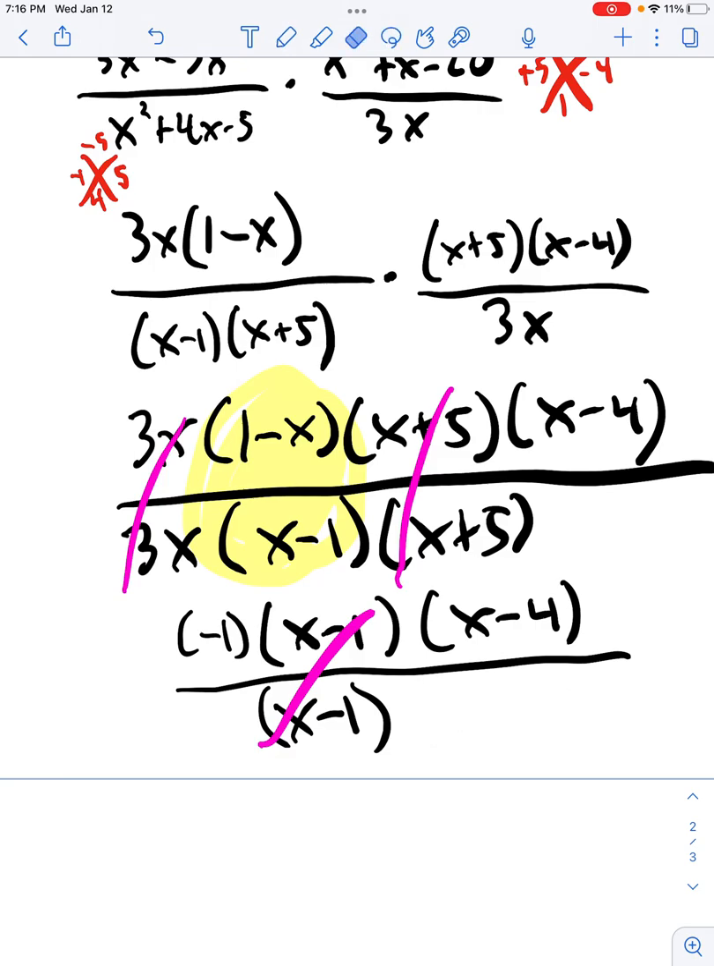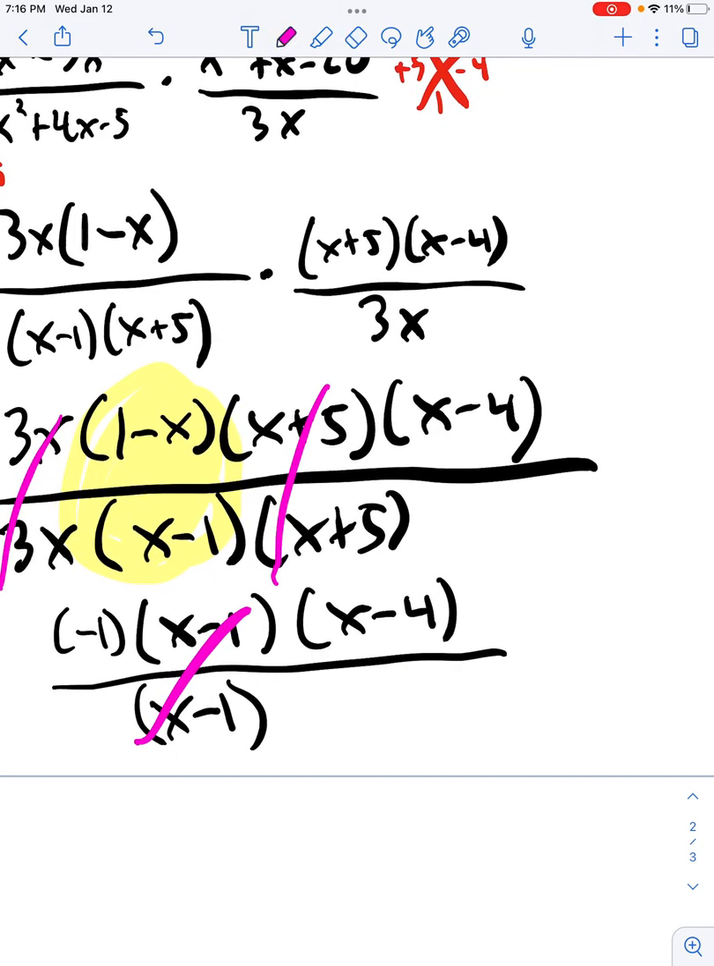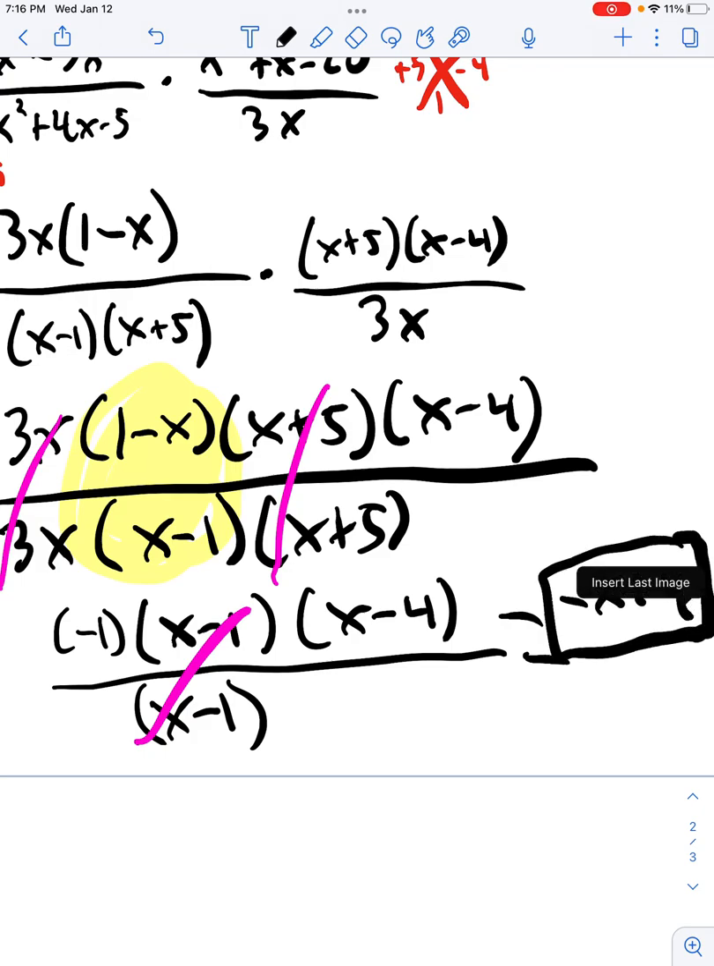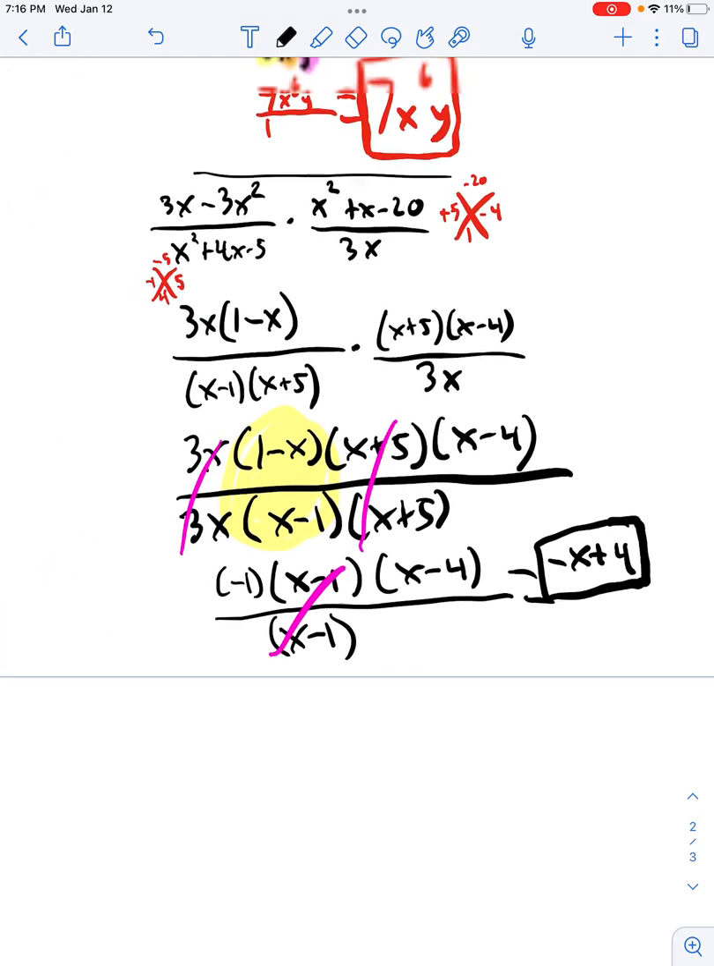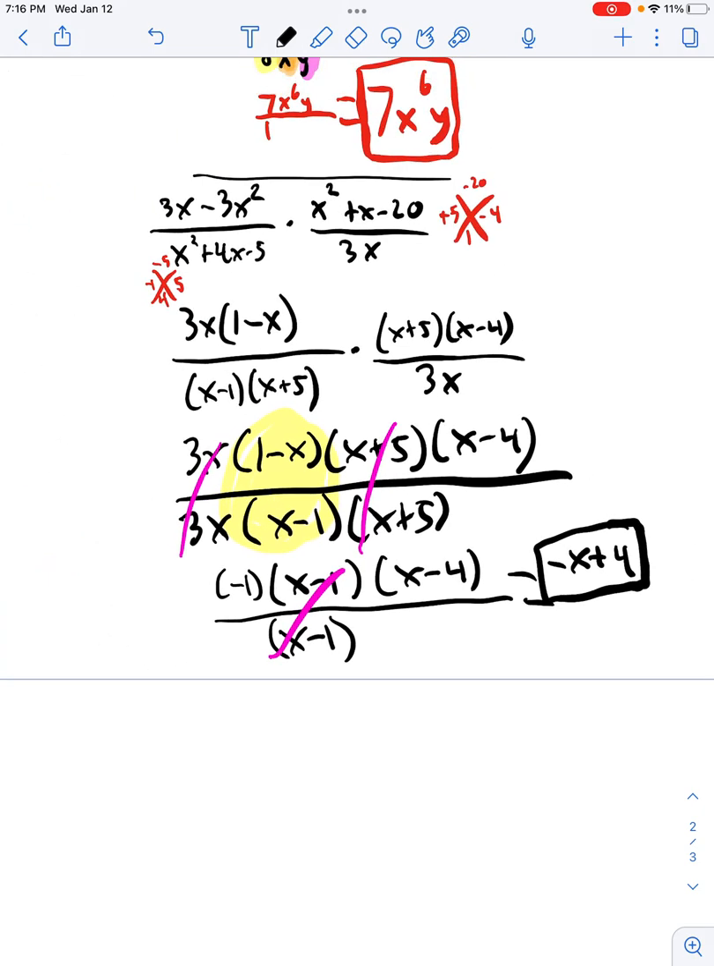Oh, this was canceled out as well. This x plus 5 is not here. So we have actually canceled out everything on the bottom, which means our final answer is just -1 times x minus 4, also known as -x plus 4. This is a lot of work to get that one problem.